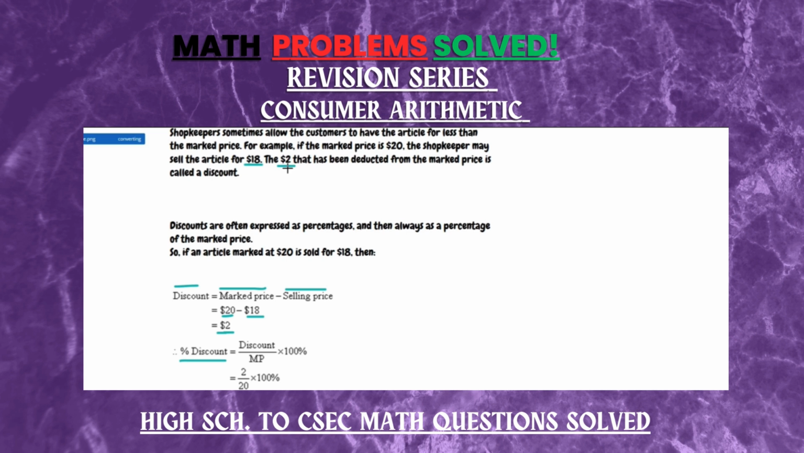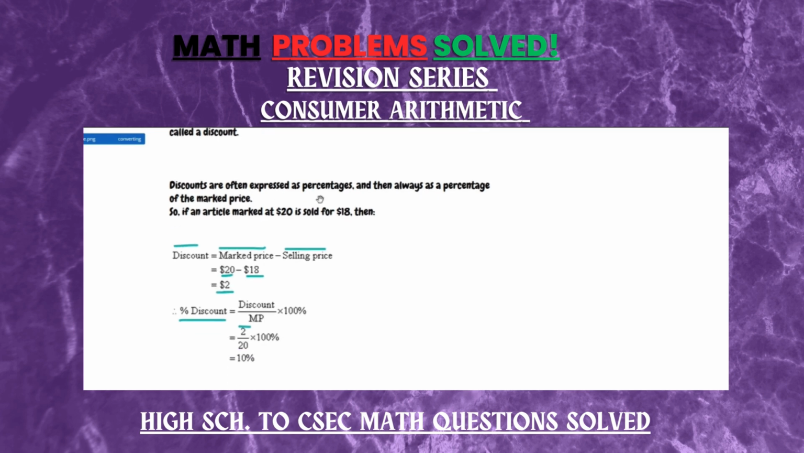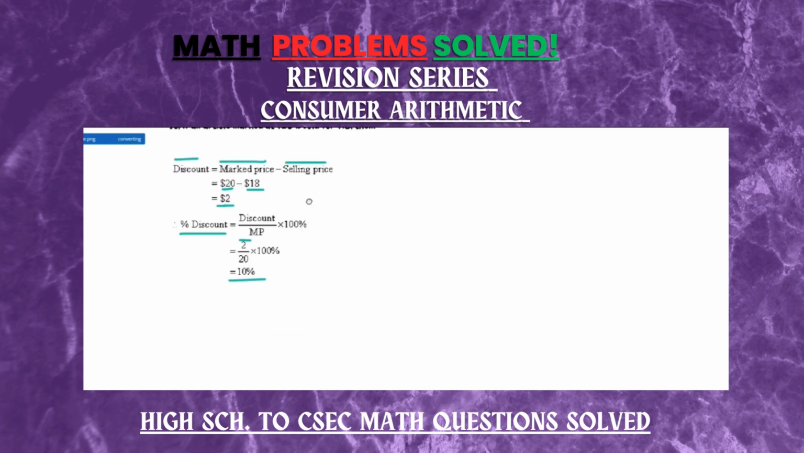Here in this case, the discount is $2 and the mark price is 20. So you will do 2 over 20 times 100, it will be 10. So it means in this case, the shopkeeper has given you a 10% discount on the object, right?